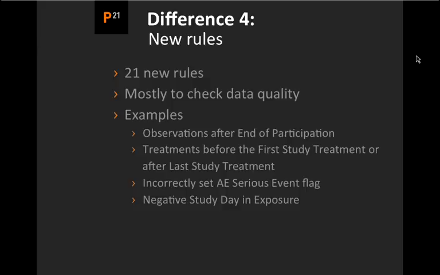Some of the examples would be looking for observations that happen after the date and time of end of participation, or treatments that happen before first study treatment date, or happen after last study treatment date. Serious adverse events that haven't been set correctly based on the qualifiers. Negative study days and exposure. So there are many checks like this that are pure data quality checks.